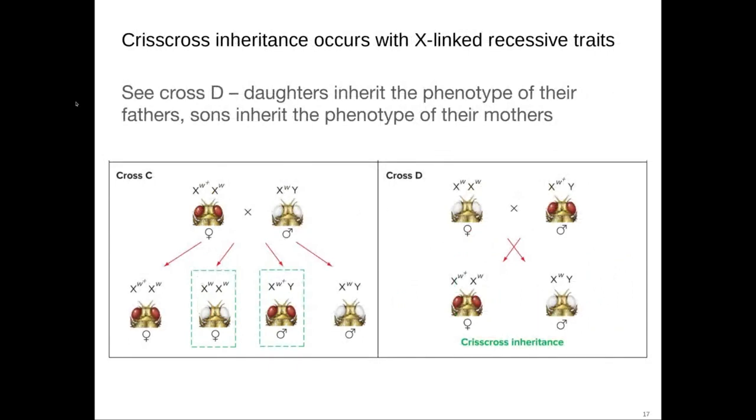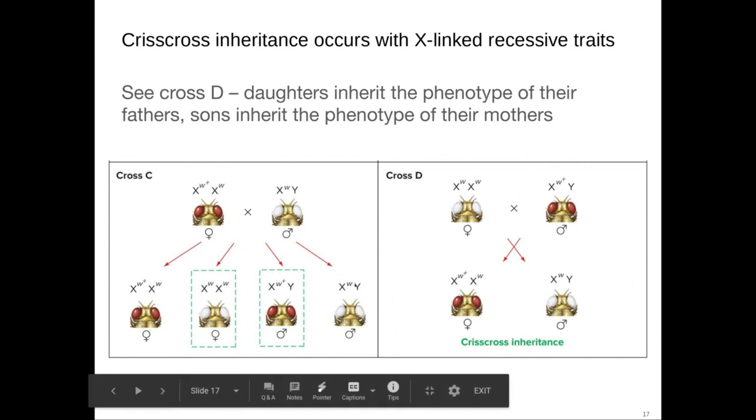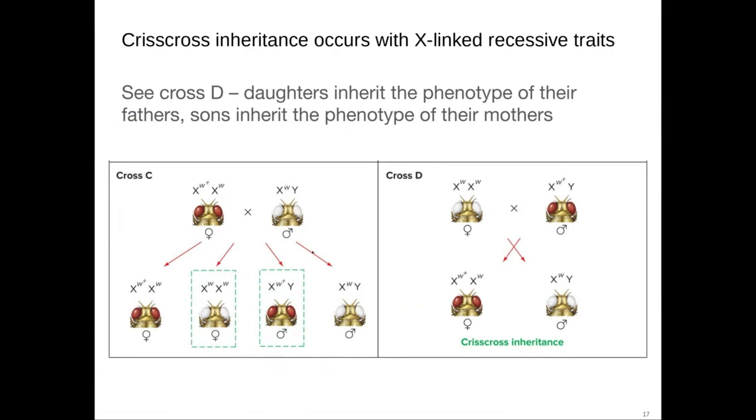Now, we can also look at what we call crisscross inheritance, and this also occurs with our sex-linked traits. So you'll notice we have our XY male, that's white eye, and we have basically a heterozygote, plus little w. And genotypically speaking, we have some unique genotypes here, but you'll notice we have 50-50.